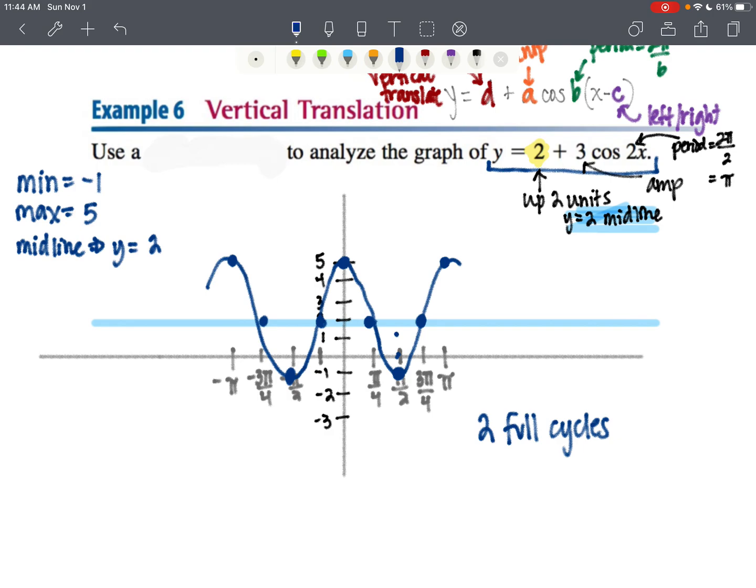cycles, 2 full periods. It's another way to say cycle, period. 2 full patterns. Here's one of them. There's one of them, and here is another. And that's how you graph vertical translations.